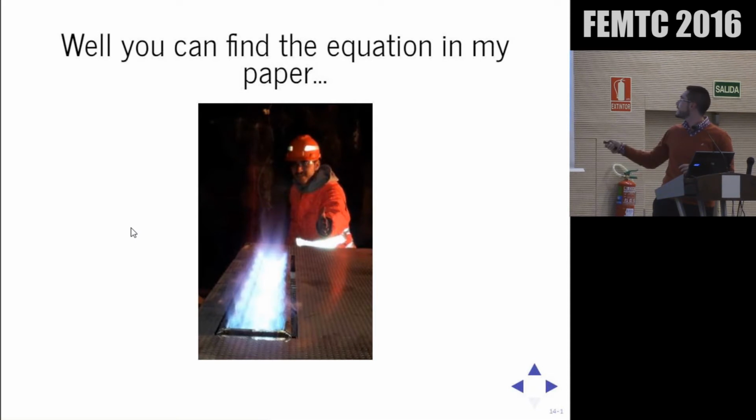The equation you can find in my paper. That's my hand, that's something like 20, 30 centimeters, and that's the system working at, let's say, 800 kilowatts, something like that. If you try to do that with a normal fire, a natural diffusion flame, you won't be able to stay there for someone to take your photo. So it does work.